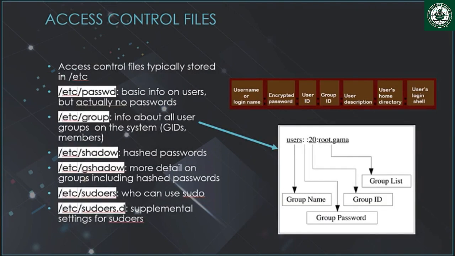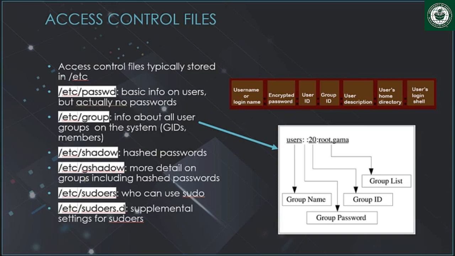Now, there are a number of important access control files, and you've seen some of them already, like /etc/passwd and /etc/shadow. The /etc/group file, as shown on the slide, provides details about groups on the system, members of the groups, group IDs, etc. Now, groups can have passwords assigned just like users. Where are those passwords stored, since they're not in /etc/shadow? Well, of course, there's /etc/gshadow, which provides details like hashed passwords for groups.